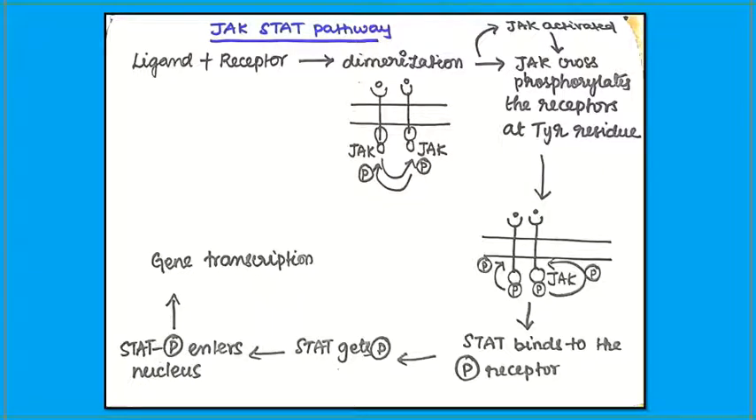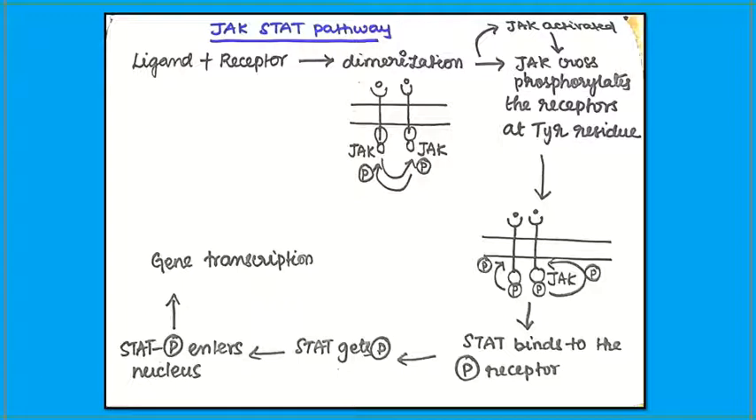JAK will get activated. The activated JAK will then phosphorylate the receptor at the tyrosine residue. You can see in this diagram the phosphorylated JAK here is phosphorylating the receptor at the tyrosine residues. So the receptor is now active. To the activated receptor, what will happen next?